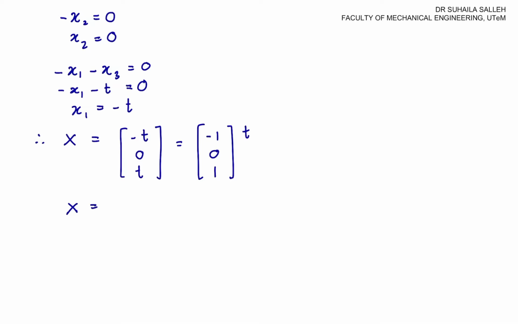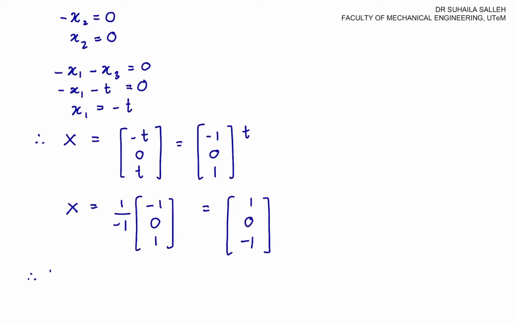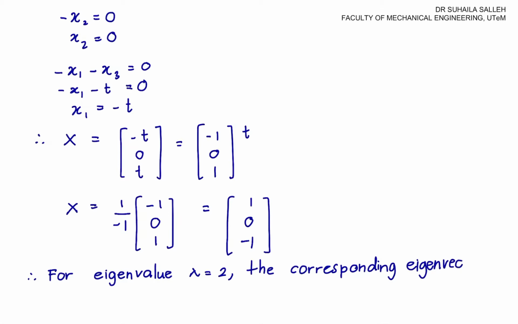Therefore, our x values all must be divided by minus 1. Everything divided by minus 1. So minus 1, 0, 1. After normalizing, it becomes 1, 0, minus 1. So this is our eigenvector which corresponded to the eigenvalue lambda 2. Let me just make a conclusion here. For eigenvalue lambda equals to 2, the corresponding eigenvector is 1, 0, minus 1.